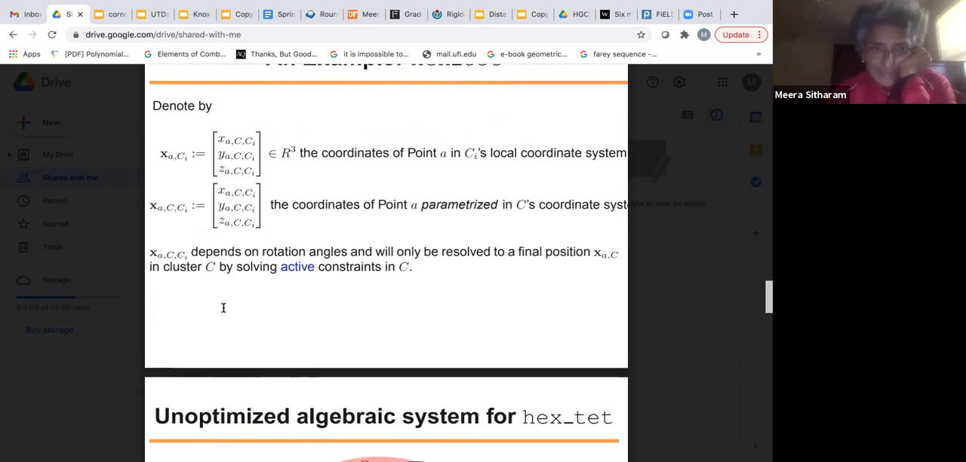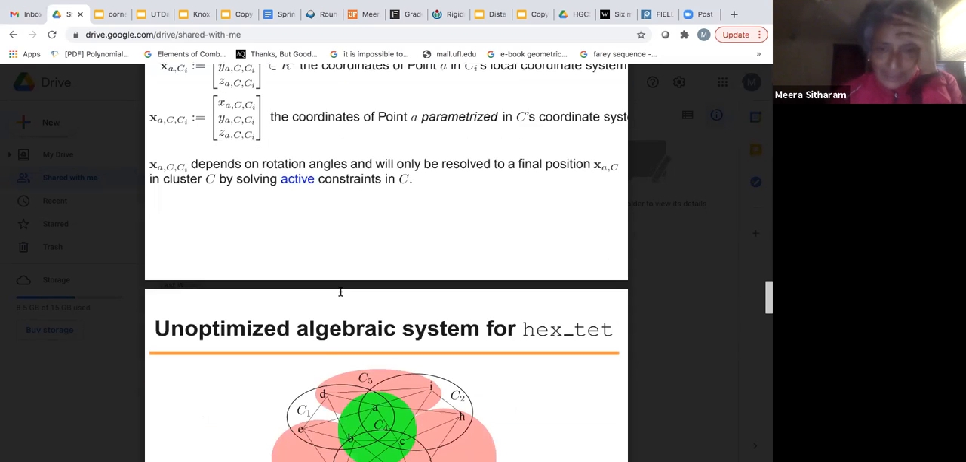So X_A^Ci, I think there is a mistake here. X_A^Ci would be the coordinates of A in the local coordinate system, and this is the coordinates of A parameterized in Ci's coordinate system. There's a slight difference here, but we'll come to that later. Let's talk about that later.